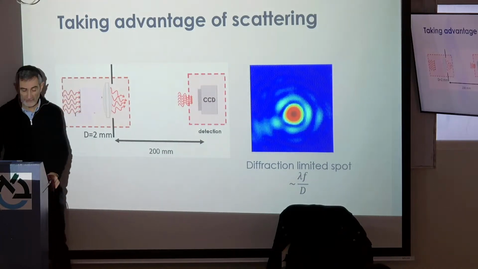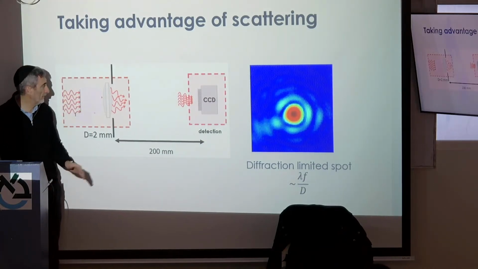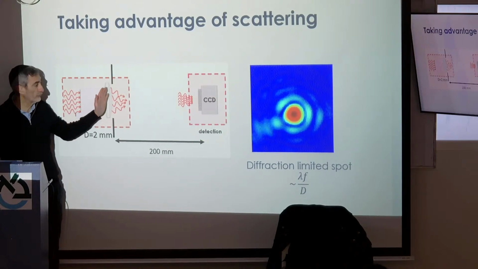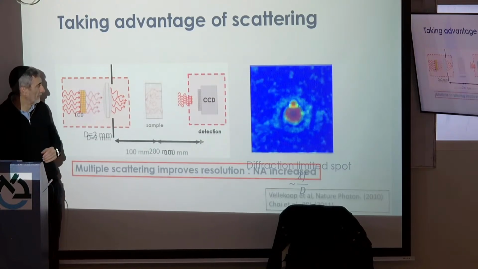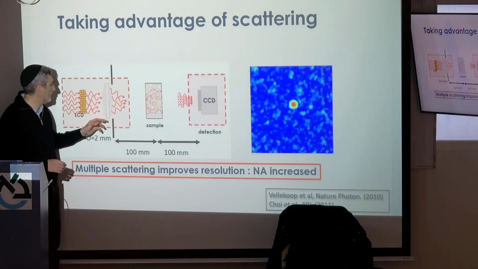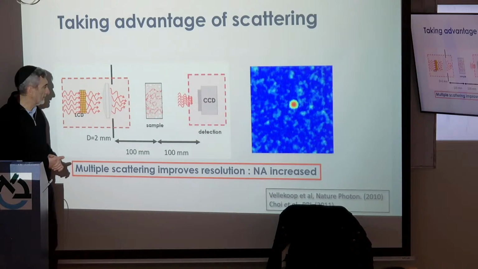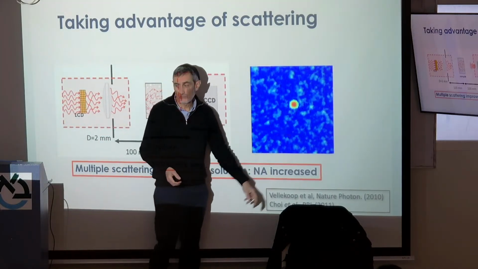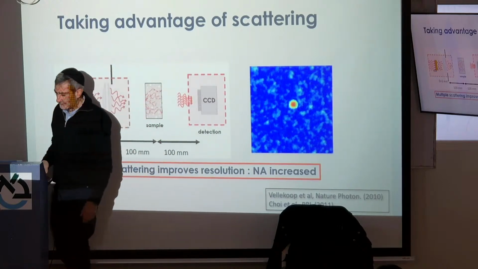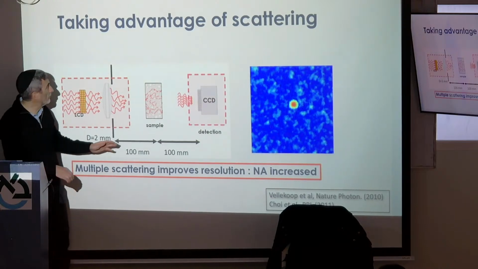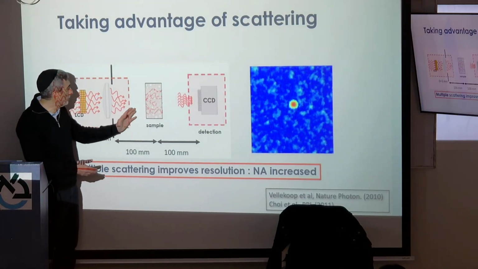What is interesting is that if you take, let's say, a scattering medium instead of a lens, and you focus through the scattering medium, what you discover is that for the same size as the size of the lens, you get a spot which is much smaller.